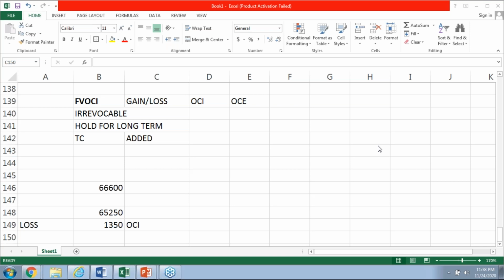What will be the entry for the loss? The entry will be OCI debit and investment credit.